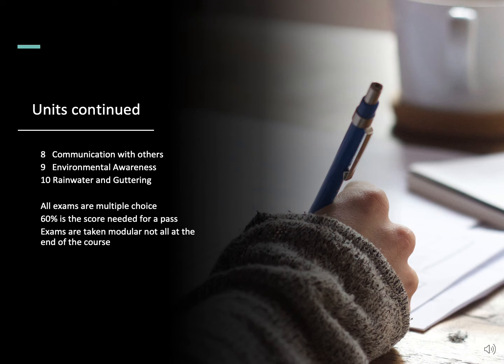We then have a look at rainwater and guttering, which is the final unit, and that's the basics of how to put up the rainwater goods, the correct fall of the rainwater, and all the various different types of fittings associated with rainwater and guttering.